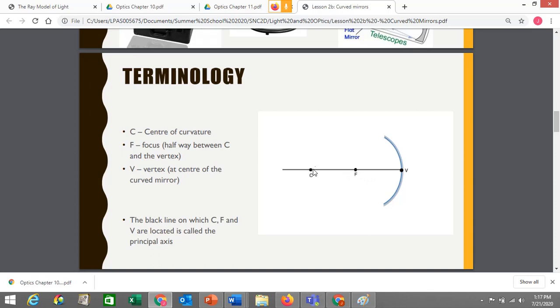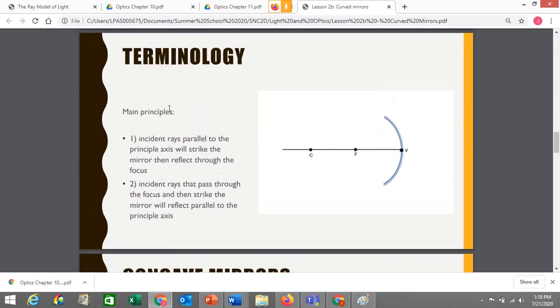The center of curvature is twice the distance from the vertex to the focus. So sometimes this is called 2F or it's called C. But if you imagine making this into a circle, the C would be the center of that circle, the center of the curve, if you like. So that's going to have a couple of important attributes associated with it as well. Okay, so as long as you know these four things, you should be fine. Okay, so let's start seeing what kind of images these mirrors produce.